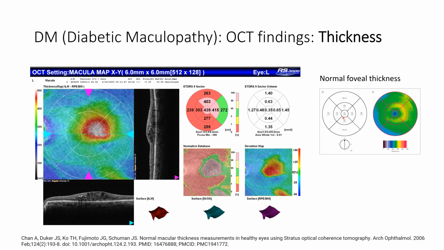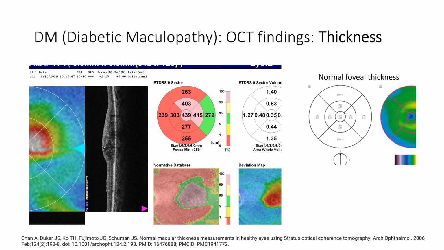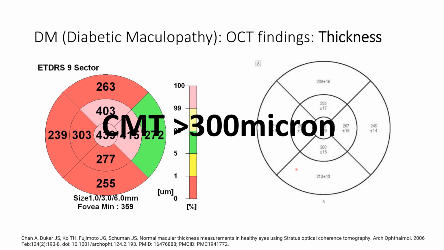we can see this is something like 250 to 225, and this is how it is depicted in a normal photograph or a normal patient. And the moment we look at this, we will find that any CMT, central macular thickness or subfoveal thickness, which is more than 300 microns, is definitely pathological.